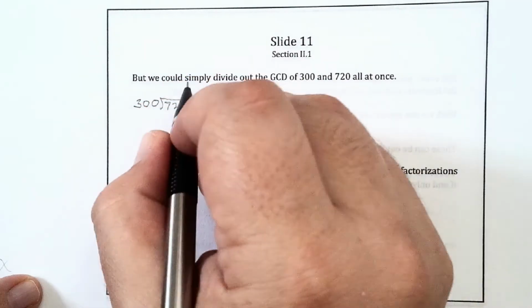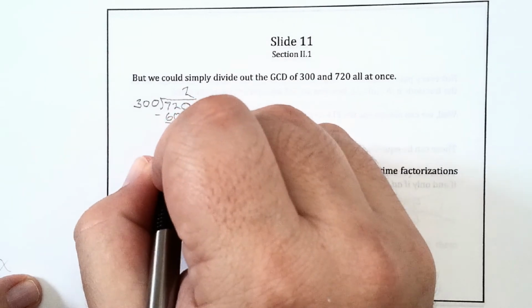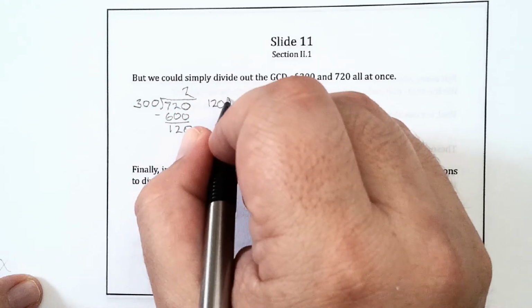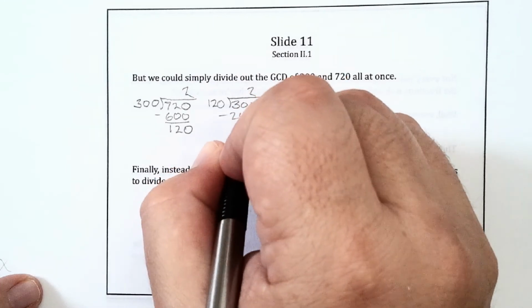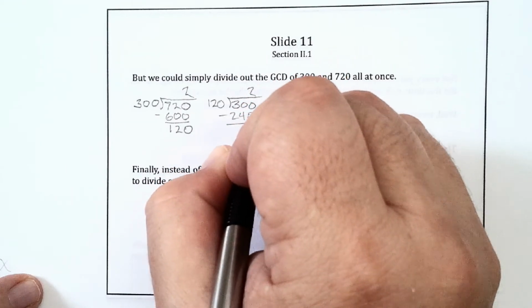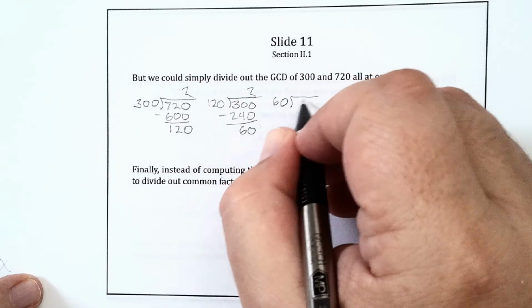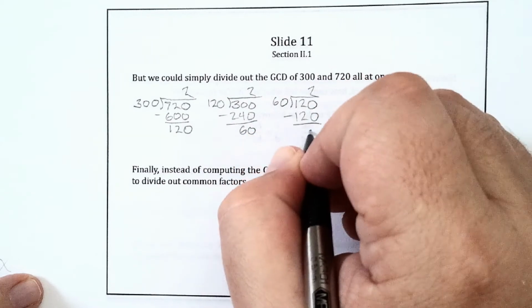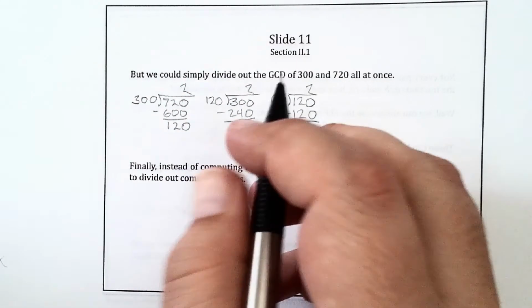Okay, so 300 goes into 720 twice. We have 120 left over. 120 goes into 300 twice, with 60 left over. 60 goes into 120 twice again, but now there's 0 left over. So that means that 60 is the greatest common divisor.